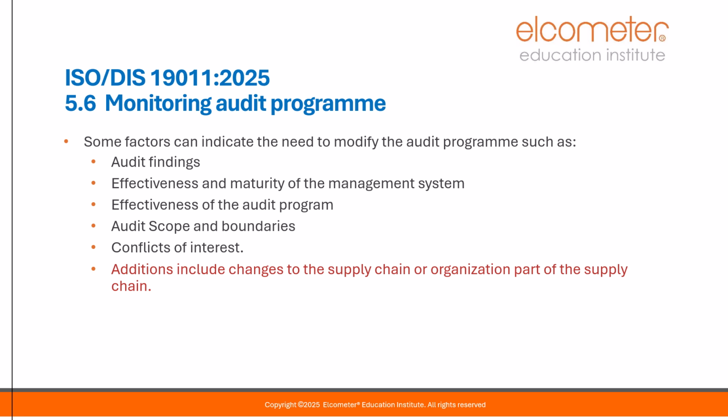In the 19011:2025 draft version, 5.6 remained basically the same, with the addition of changes to the supply chain or organization part of the supply chain to be included in factors that should be considered or could indicate the need to modify the audit program.